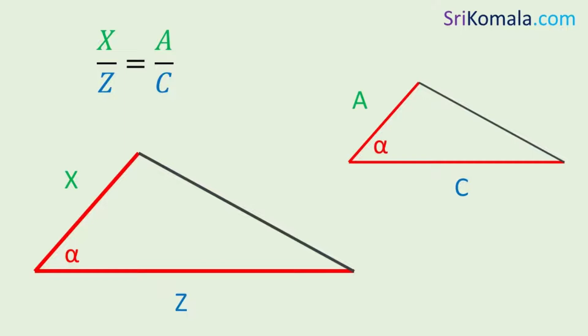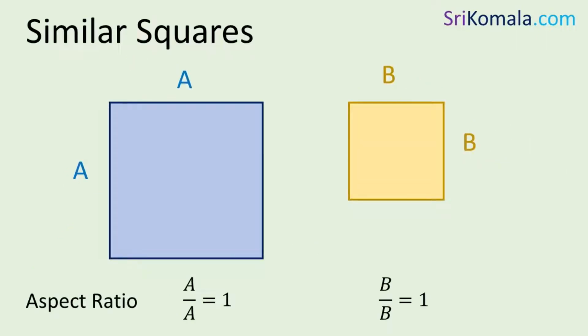That is why we are going to verify whether or not this ratio is valid using the Pythagorean theorem. We have provided the proof of the Pythagorean theorem in our previous video. Find the link in the monitor. Although this concept is very obvious, you can understand the concept of similar triangles better by observing similar squares and similar rectangles. These two squares are similar squares.